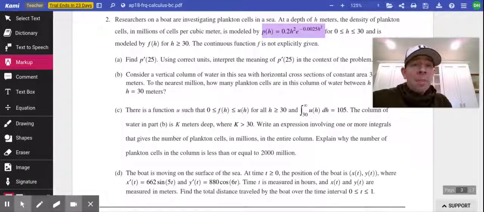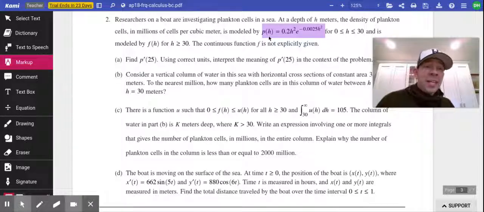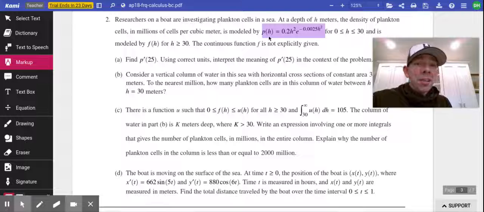So depending on the depth, maybe the deeper you go, the more dense it gets, or the less deep you are, the more dense it is. But it looks like the density is going to vary one way or the other the deeper you go. That function is only active from 0 to 30. Once you get past a depth of 30 meters, we start to rely on this new f of h function to describe the density. But that f function is not given explicitly. That's one of their new favorite tactics, to describe a function but not give you the whole gist of it.